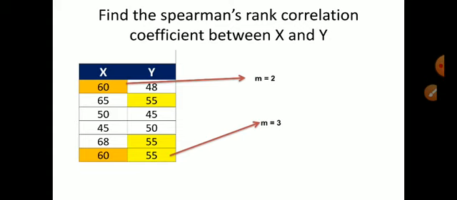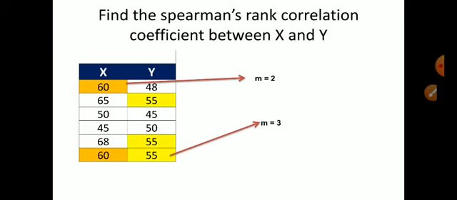Once again, here we can see I have marked already. In the x series 60 is being repeated, and in the y series 55 is repeated. In the x series the number of repetitions is 2, that's why the m1 value is 2, and in the y series 55 is repeated 3 times, that's why the second m value will be 3. The first m value is 2 and the second m value is 3.